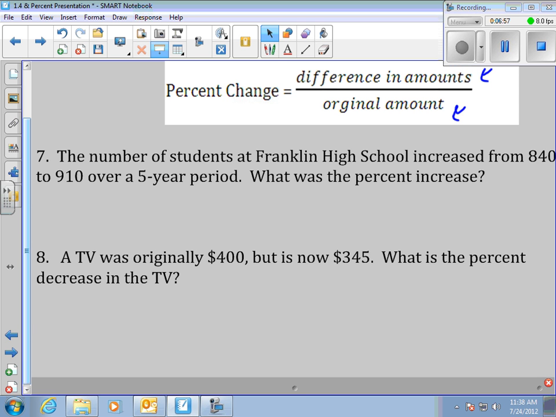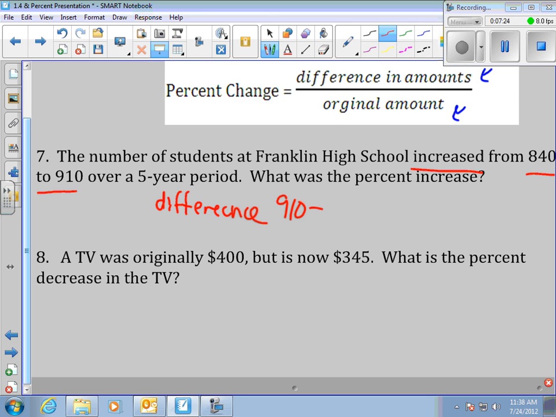So we're going to do this first problem here. The number of students at Franklin High School increased, so we're looking for percent of increase, from 840 to 910 over a 5-year period. What was the percent of increase? So first of all, we got to find the difference. The difference between these two is basically you just take the higher number, whichever one it is, 910 minus 840. 910 minus 840 is 70.